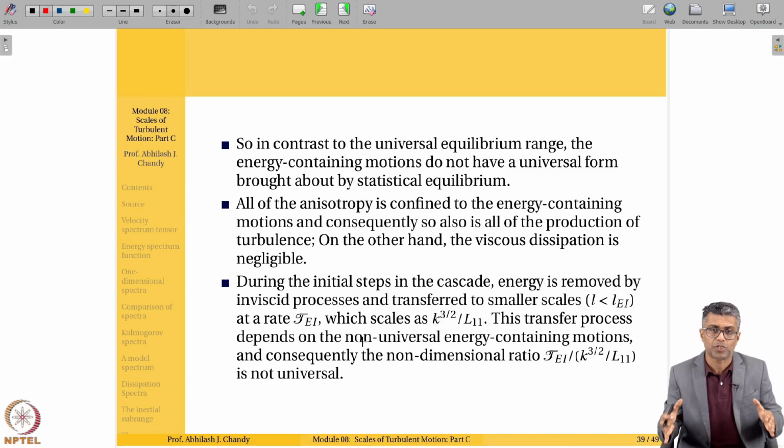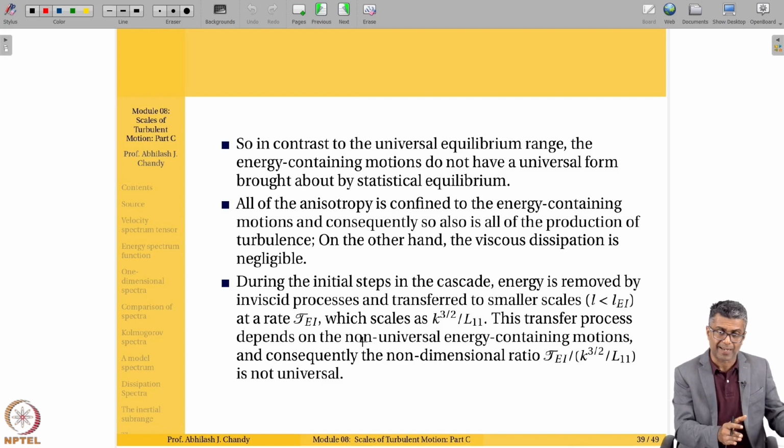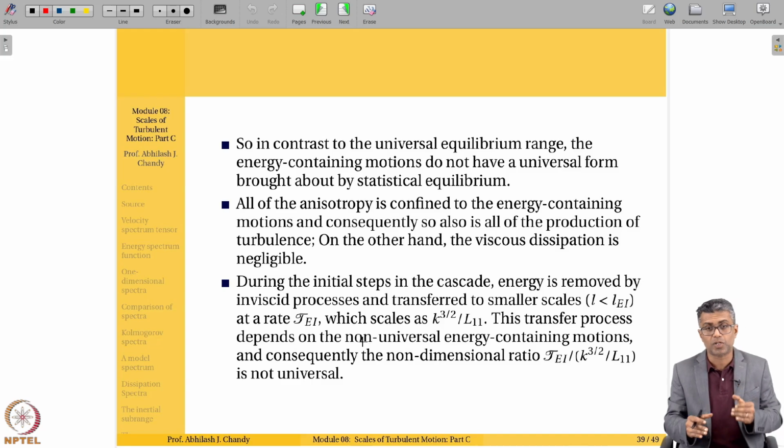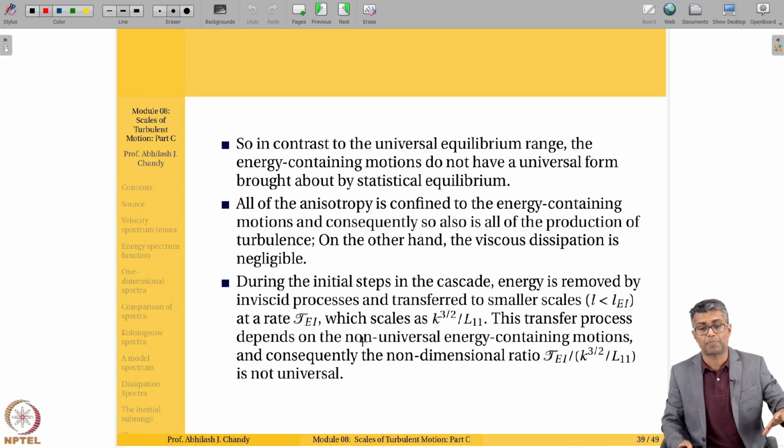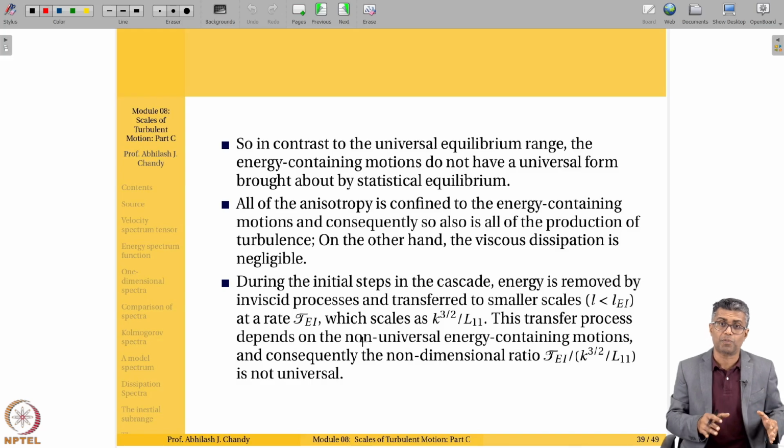So what happens during this energy cascade process? Now that that framework is set up, as in what does the energy containing range involve, what actually happens in the energy cascade? So during the initial steps in the cascade, what happens is energy is removed from inviscid processes.